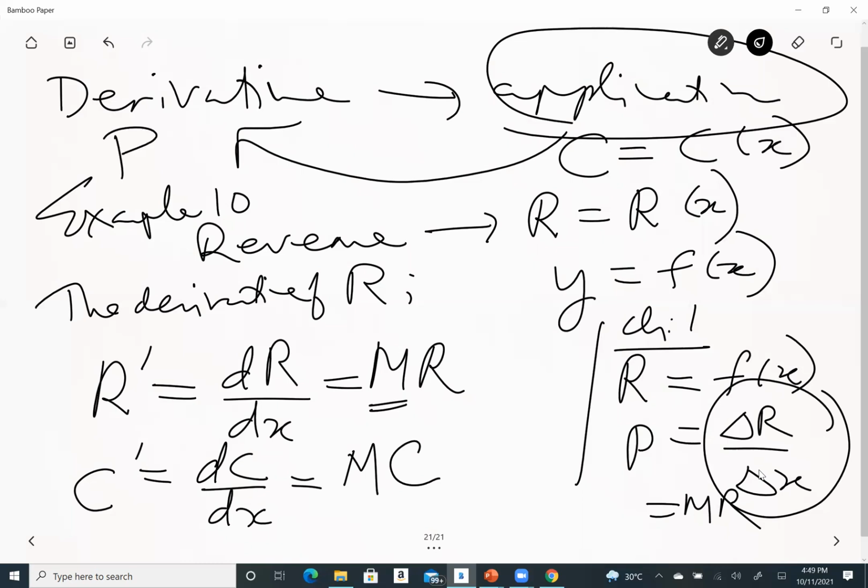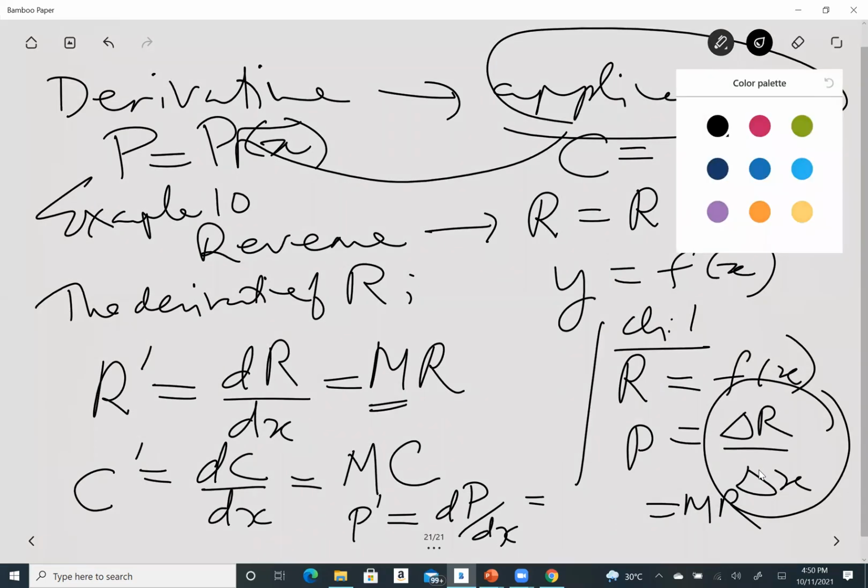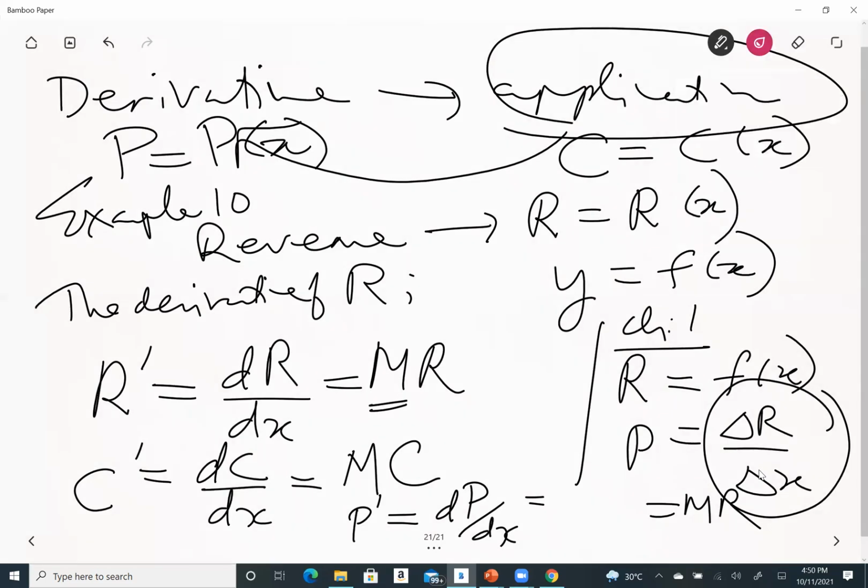And then I have profit. Profit is a function of X. You take the derivative of the profit, there will be P prime equal to dP dx. What do we call it? You already knew the pattern. What do you call the derivative of that profit? Marginal profit. So derivative in economics, for most of the variables, you just add the word marginal. So when you see marginal, it means derivative, or the change. So the M is marginal. Marginal revenue, marginal cost, marginal profit.